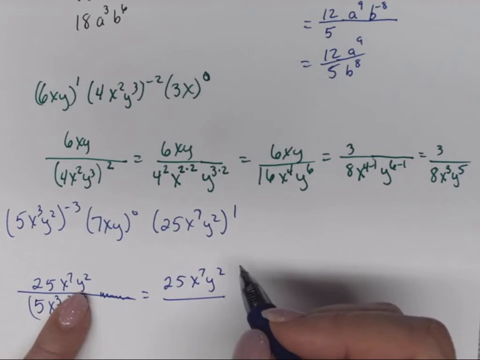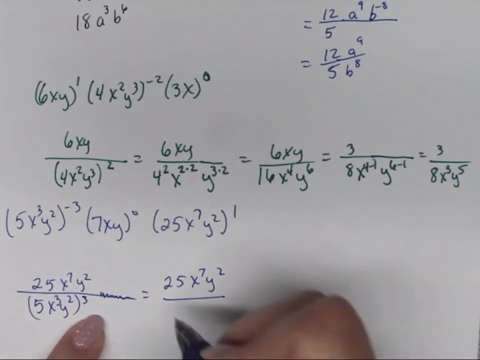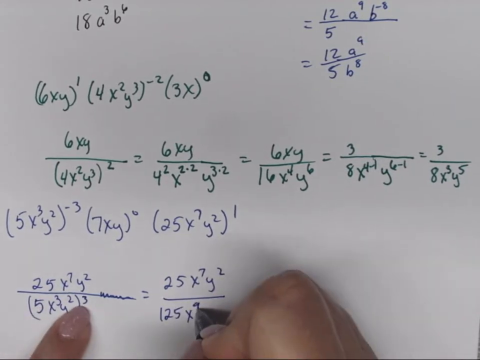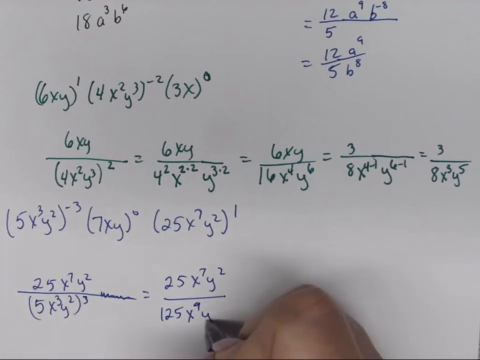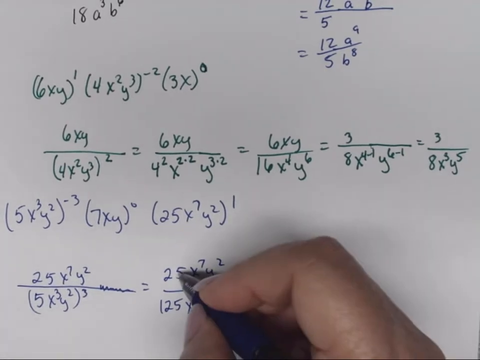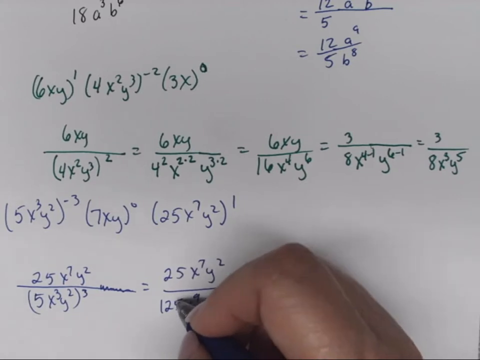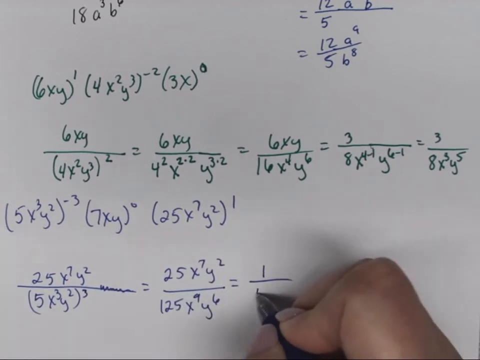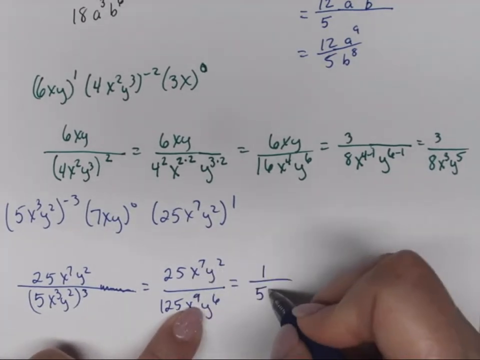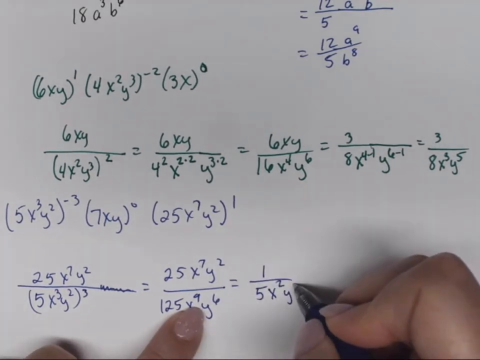Now we have 5 cubed. I'm not going to write it out like I did the last one. So 5 cubed, that's 5 times 5 times 5 is 125. X to the 3 times 3 would be x to the 9. Y to the 2 times 3 will be y to the 6th. All right, 25 divides into 125. It'll go 5 times, so we'll have 1 over 5. There's more x's in the denominator, so 9 minus 7 will get us x squared in the denominator. 6 minus 2 will get us y to the 4th.